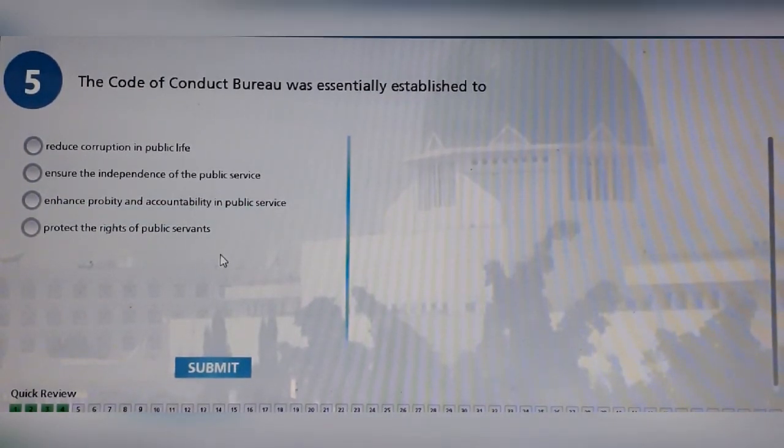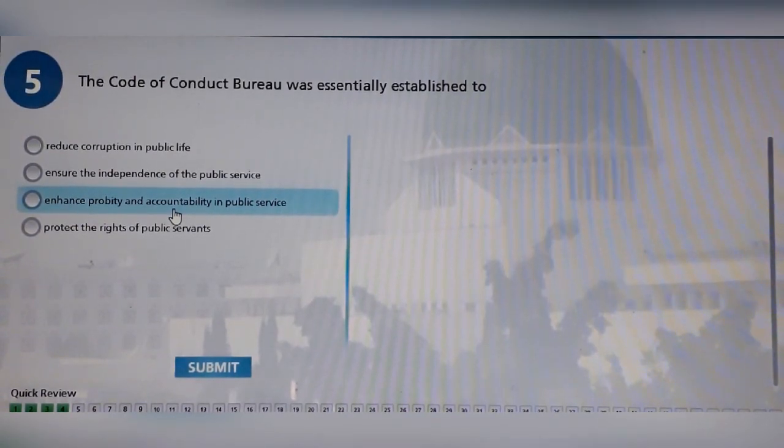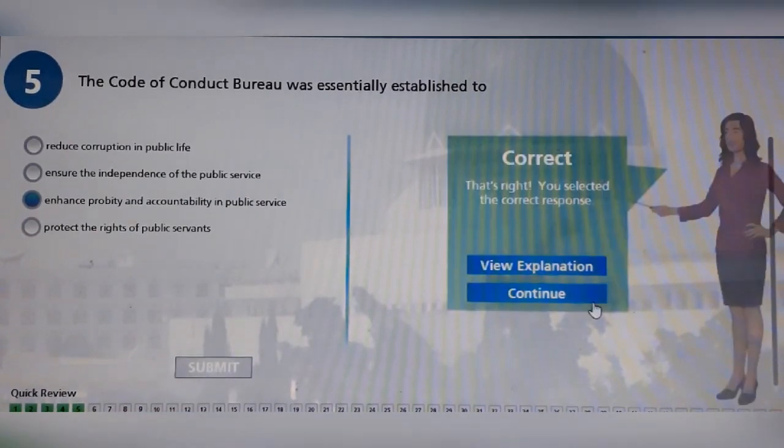Number 5, the Code of Conduct Bureau was essentially established to A, reduce corruption in public life, B, ensure the independence of the public service, C, enhance probity and accountability in public service, and D, protect the rights of public servants. Of course, even from the name, the Code of Conduct, the option that will best suit is what? Option C, enhance probity and accountability in public service, because that was the main reason the Code of Conduct Bureau was established, to enhance accountability and probity. So that's our correct answer.